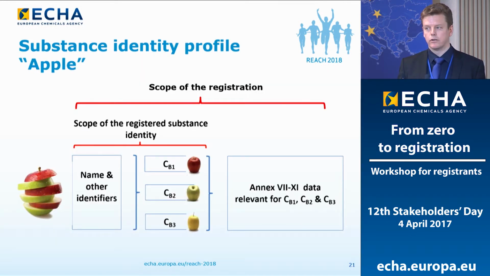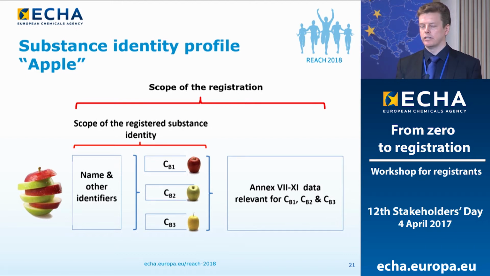The final couple of slides I have is introducing a new concept, the substance identity profile. This is now something that you would need to report in your technical registration dossier in Euclid 6. And this describes the scope of the registration. In this example, we're using fruit. I hope this explains it well. I can also do a chemical example as well.